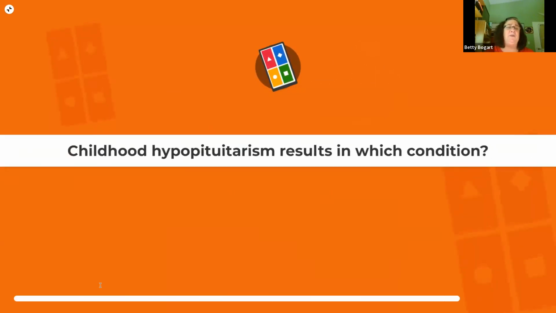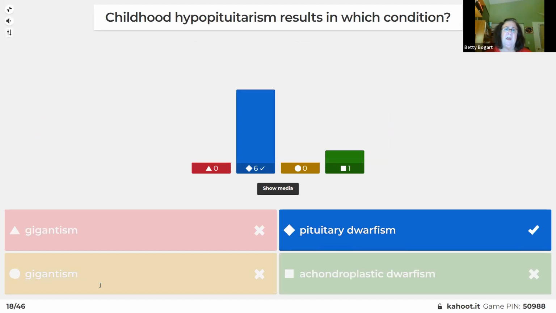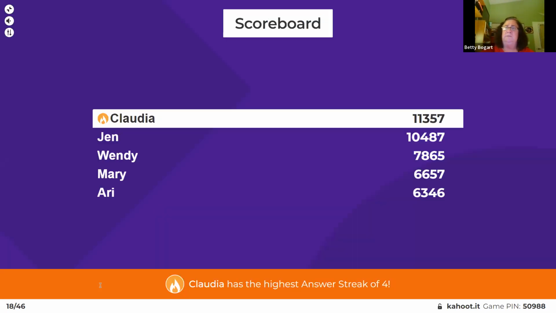Childhood hypopituitarism results in which condition? The pituitary gland has 2 lobes, anterior and posterior. An undersecretion of the pituitary gland deals with growth and how tall you are. So if you don't have enough, you're going to be not tall, you're going to be very short. As in hyperpituitarism, you're very tall, and gigantism it's called.